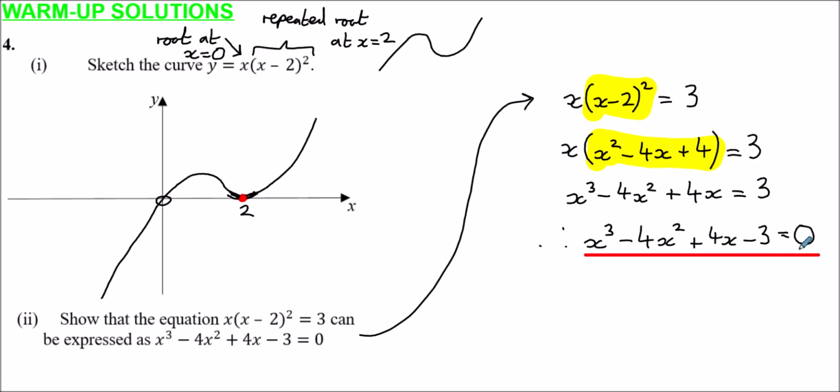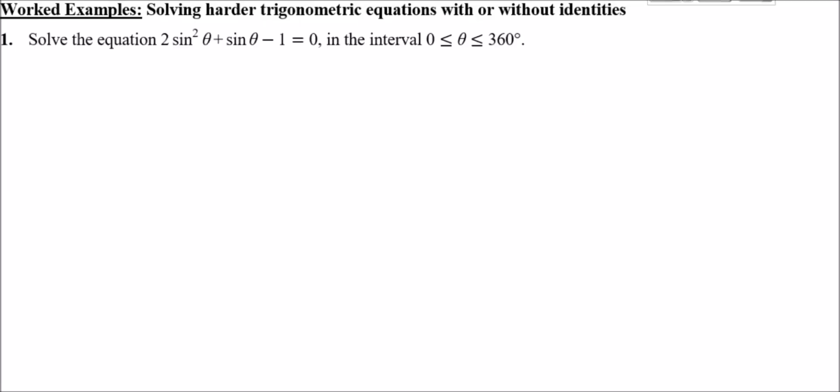So we can now start having a look at some of these much harder, dare I say, worked examples involving solving trig equations with use of the CAST diagram. So let's get down to business. The first worked example, we're asked to solve the equation 2 sin²θ + sinθ − 1 = 0 in the interval of theta from 0 to 360.